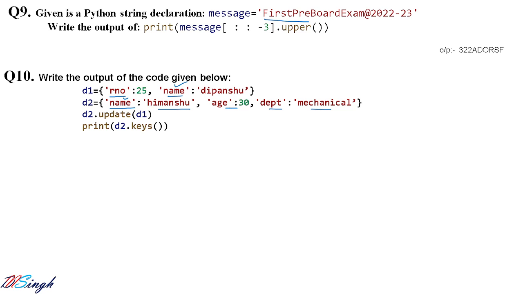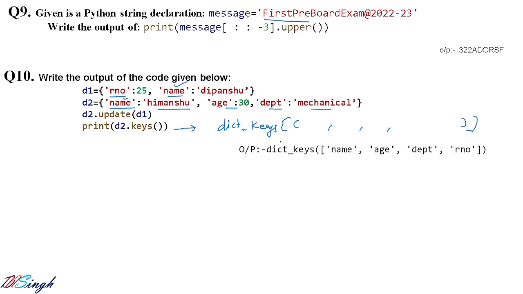Age as it is, and then department as it is. So what output will it give? Output is also important here. There is a special data structure called dict_keys. It is going to look something like this. Inside a tuple you are going to get a comma separated list of keys. Let us see the answer. You have to write in that format only.